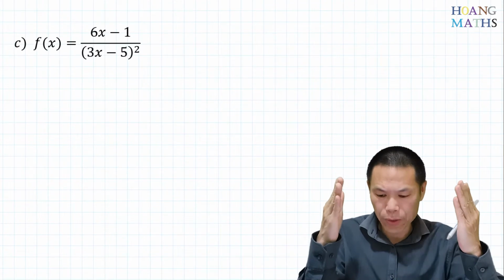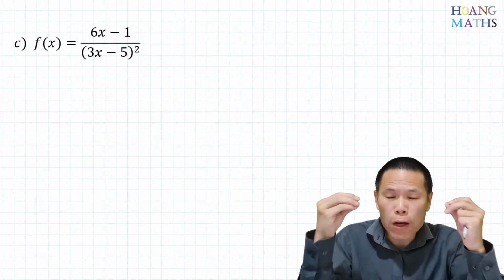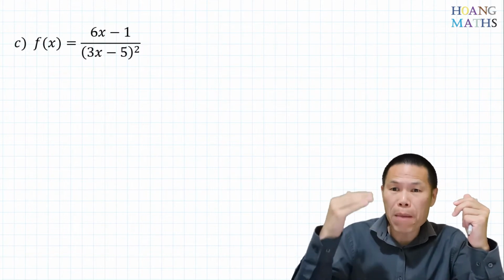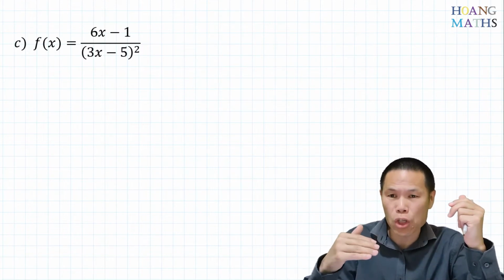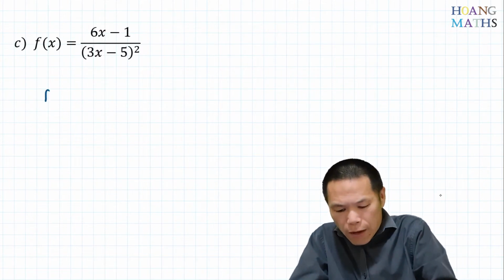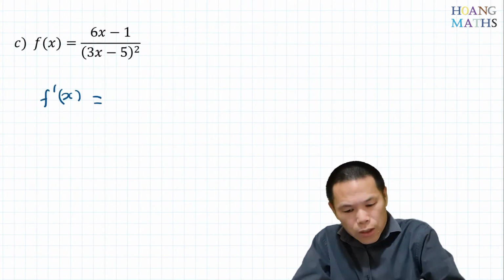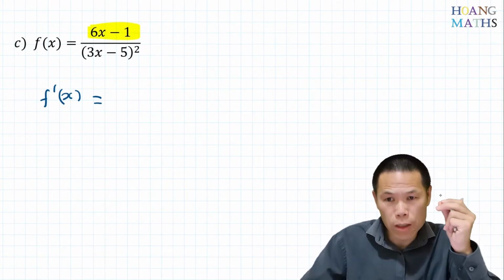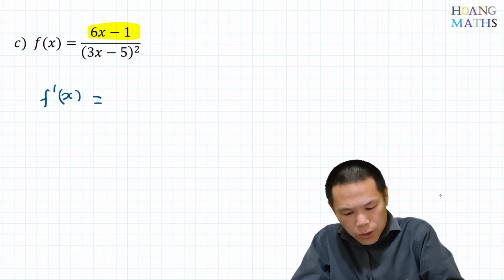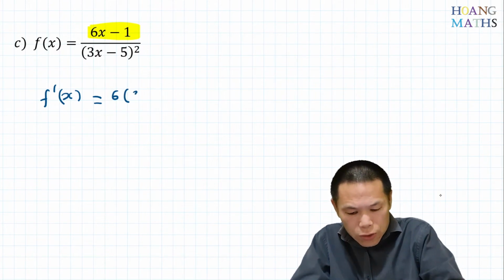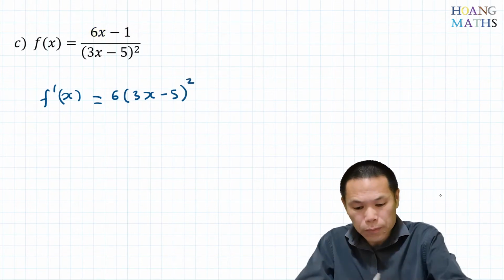Part C. Again, we just need to follow the rules, okay? So we differentiate the top times the bottom, minus differentiate the bottom times the top, and then over the bottom square, okay? So let me just write f dash x first. So differentiate the top function. So 6x minus 1 will give me 6. So 6. And then we times the bottom function. So that is 3x minus 5 all squared.